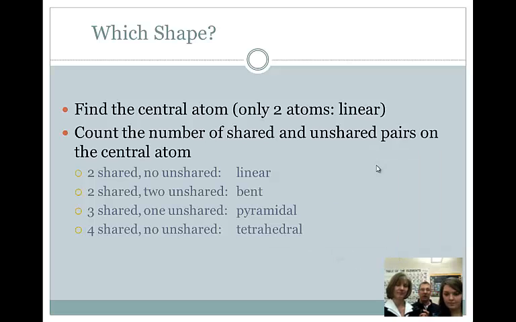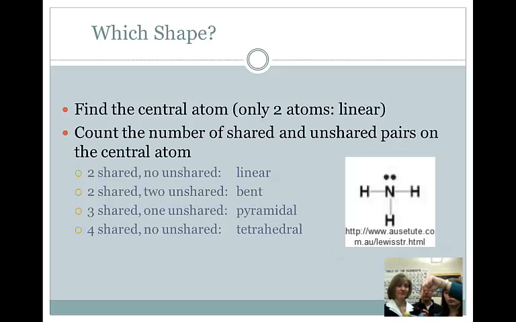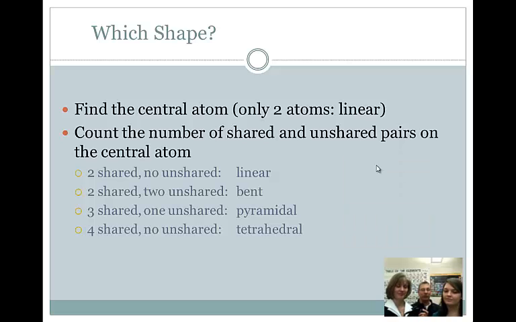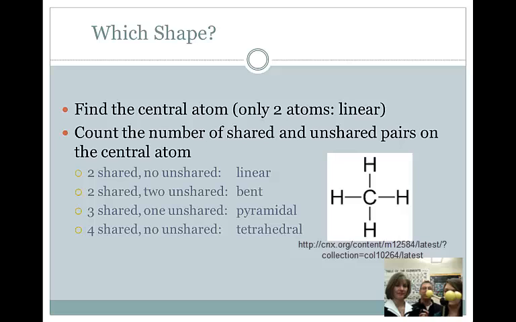And three shared, one unshared, draw the Lewis dot structure for ammonia, NH3, and you'll see it's pyramidal. And with four shared pairs of electrons on that central atom and no unshared pairs on the central atom, those bonds are going to get as far apart from each other and make a tetrahedral molecule.